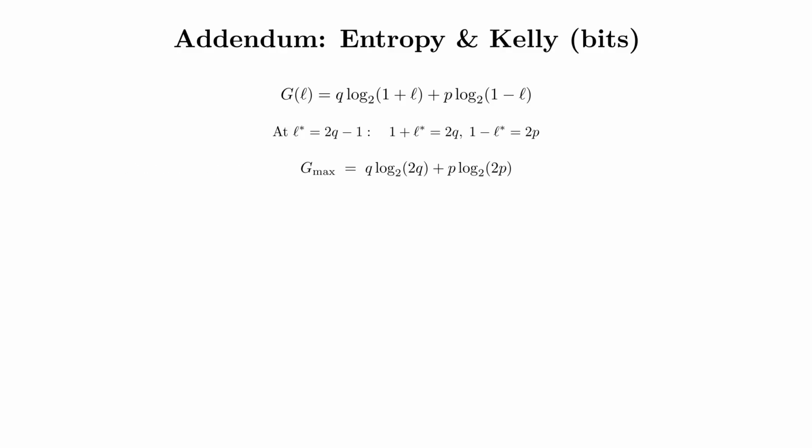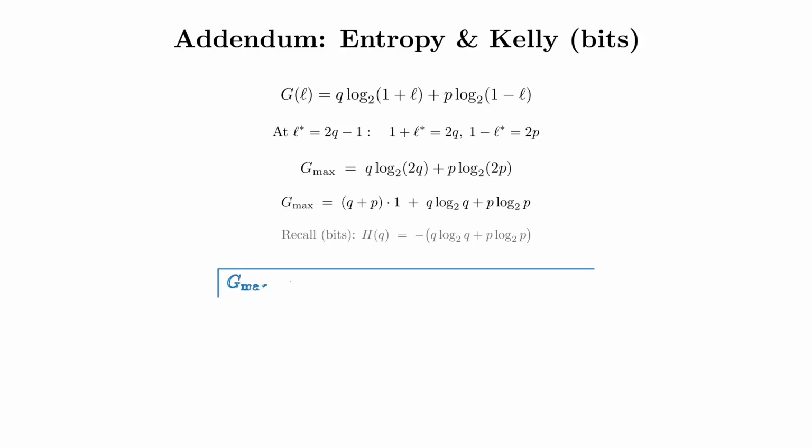If we separate out the log base 2 terms, we obtain G max equals 1 plus Q times log base 2 of Q plus P times log base 2 of P. So now we see the binary entropy formula, if you'll recall, H of Q is minus Q times log base 2 of Q minus P times log base 2 of P, and we get the following identity.